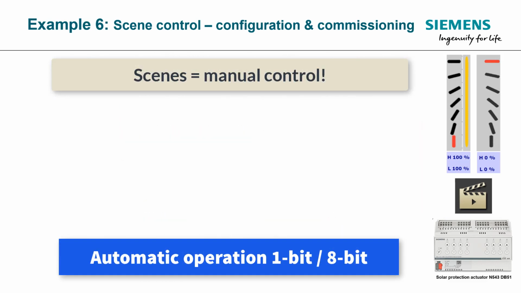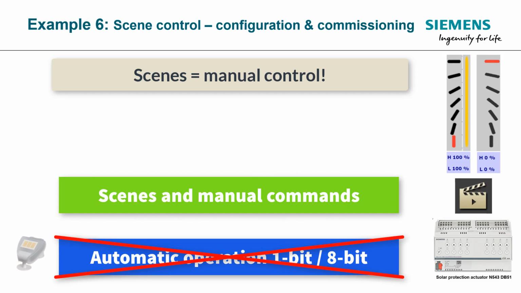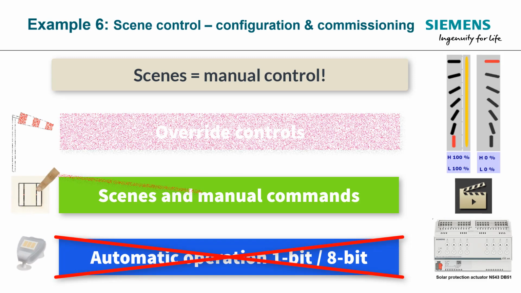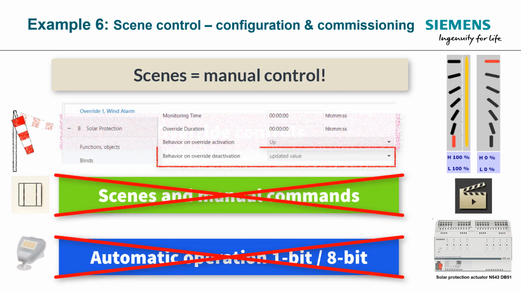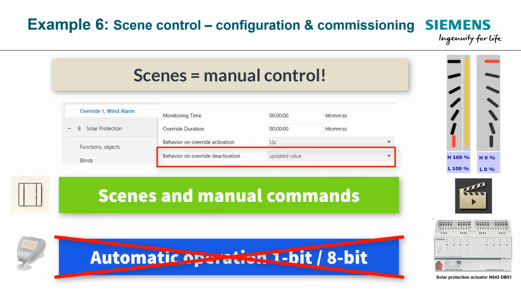Finally, I would like to point out that the scenes always represent a manual control. So they discard an active automatic mode, but are in turn deactivated by overrides. As soon as no overrides are switched off, the last scene that was activated can be restored if the setting Behavior in case of deactivated override updated value is set accordingly.